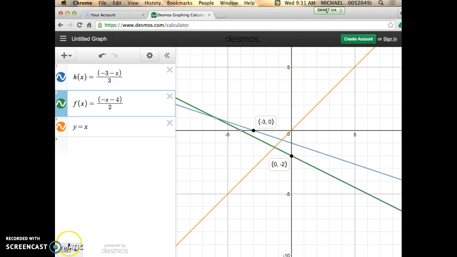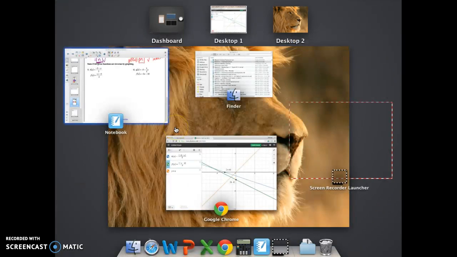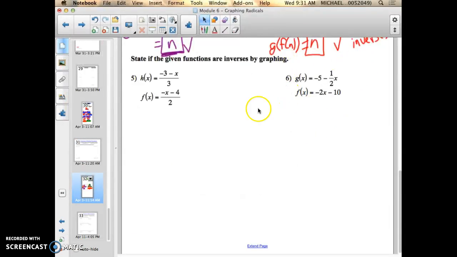That's another way to just check your work, but again, I could look at it visually and see that it's not. So at this point, go ahead and pause the video and try graphically to state for number 6 if these two functions, g of x equals -5 minus 1/2 x, and f of x equals -2x minus 10, are inverses of each other. So please pause the video and try that.